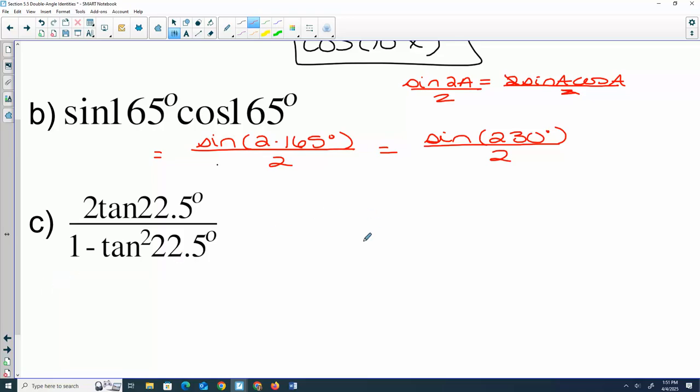One more of these. Which one does this look like? And it does match perfectly, so I don't have to do anything special. So 2 times 22 and a half would be 45. And what is the tangent of 45?